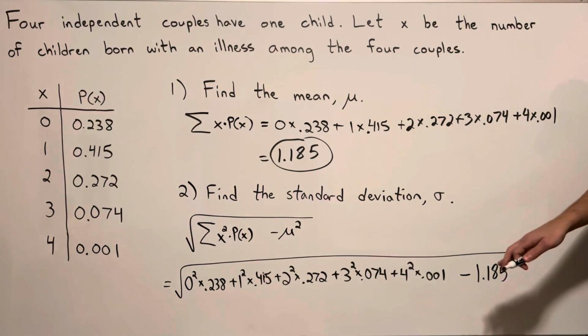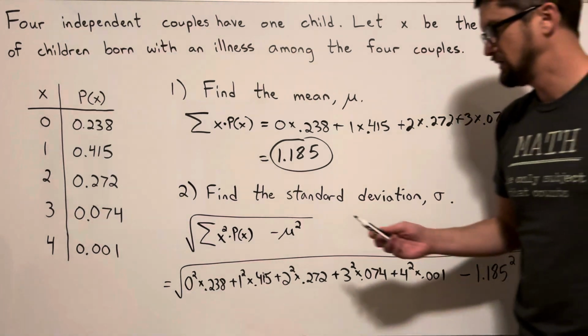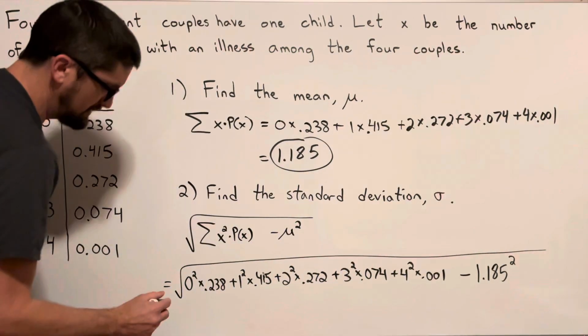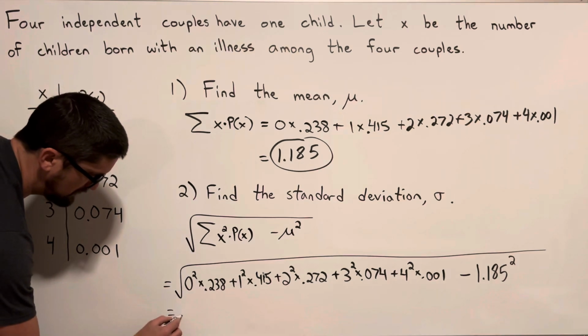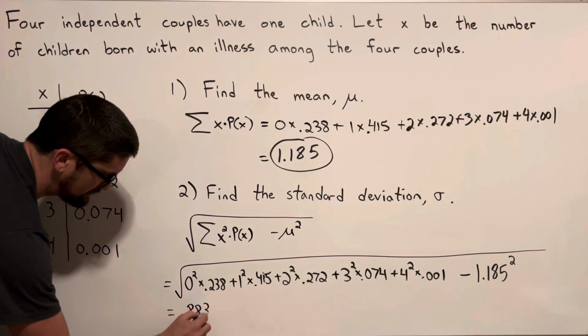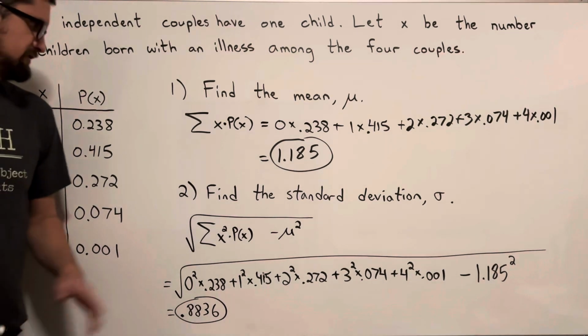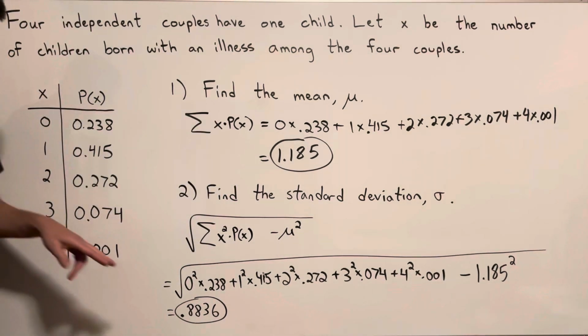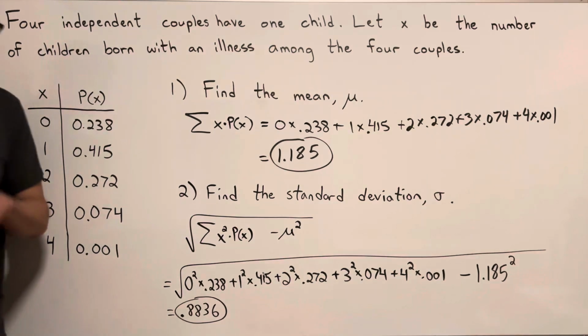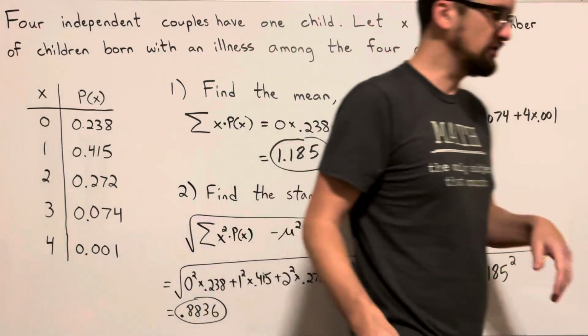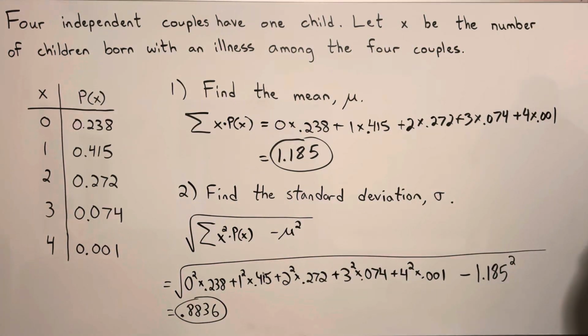If you plug that all into the calculator, you'll get a standard deviation of 0.8836. So for this problem, the mean is 1.185 and the standard deviation is 0.8836. Now there is a way to do this in the calculator.